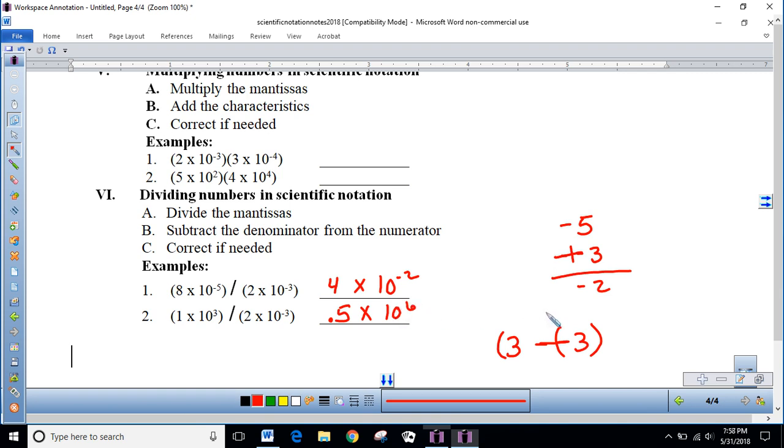Anything wrong with that? Yep, we don't have a number to the left of this decimal. So I'm going to move it. Since this was a decimal number, I'm going to subtract 1. So you get 5 times 10 to the 5th power.